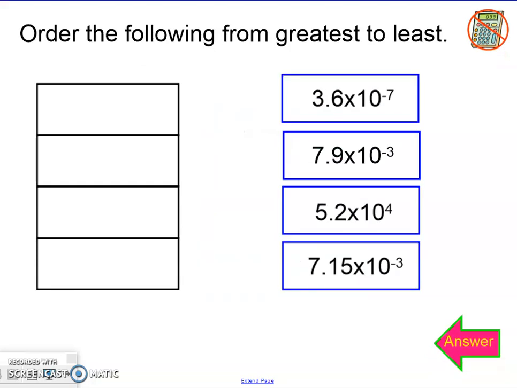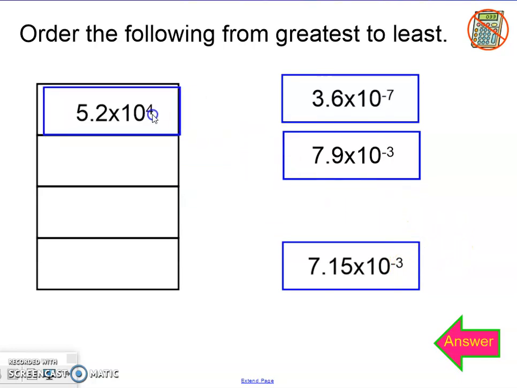Number 4, order the following from greatest to least. So we're taking these numbers written in scientific notation again, and we are going to put them in order, but this time we want the greatest number first. So let's look at our exponents. -7, -3, 4, and -3. Which one of those exponents is the greatest? +4, so that should go first.